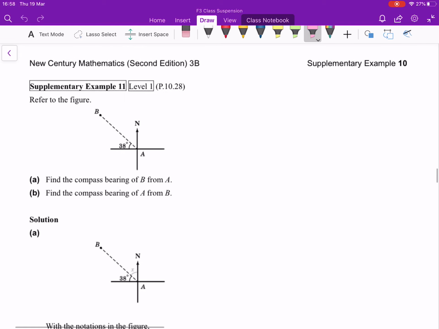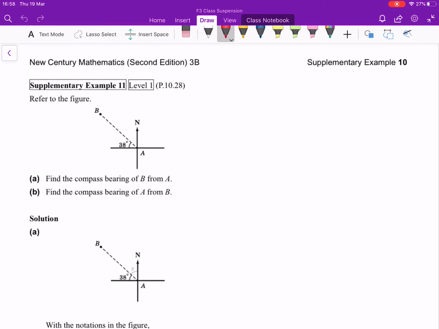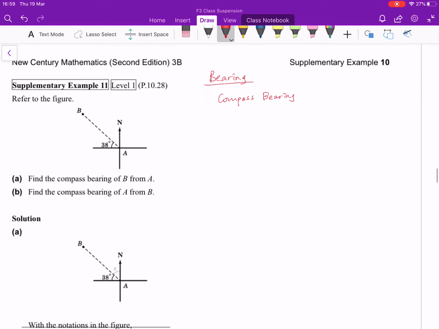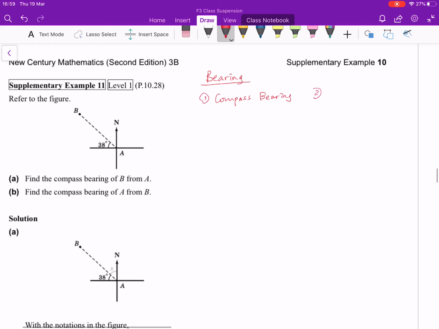So before we look at this example, let me talk about the general concept of bearings. According to what we learned yesterday in the last online lesson, we have two types of bearings. One is called compass bearing, and the other one is called true bearing. Both of them are used to describe the direction of something compared with you or another thing. But we have two different ways to present it, so we have two different bearings.